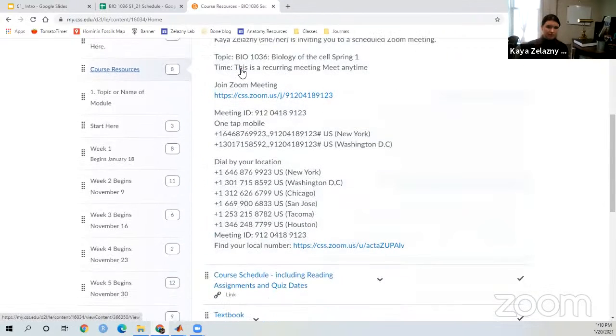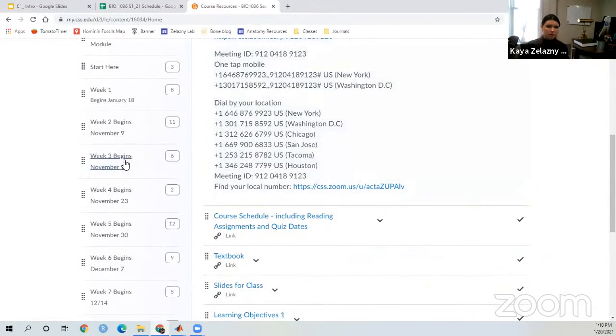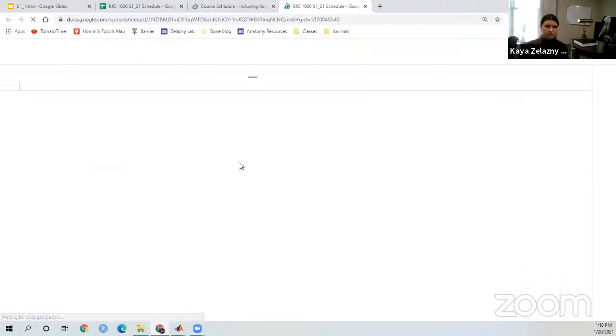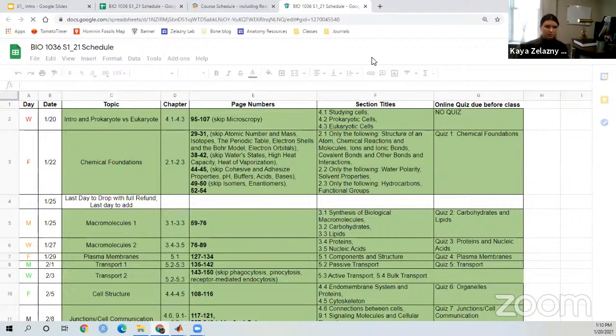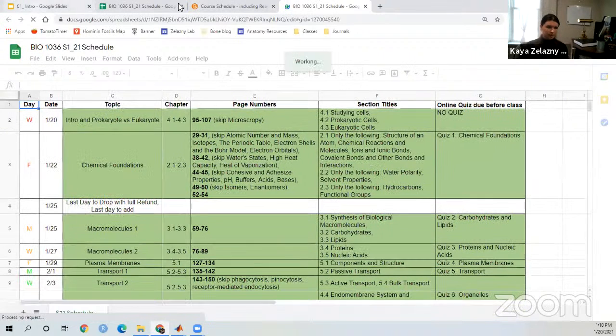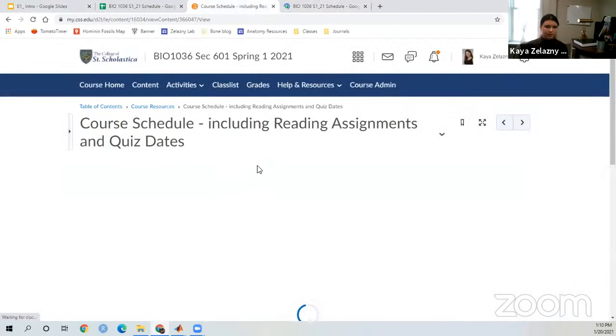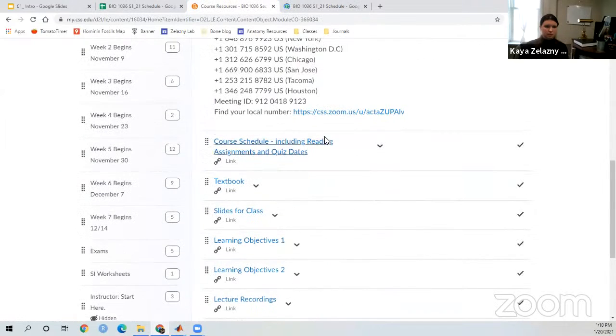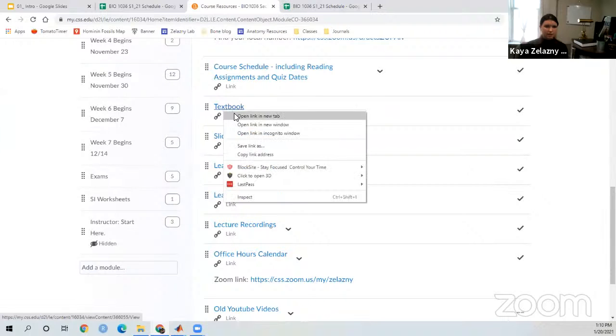I have a lot of things linked here under the course resources. So at the top, we have our Zoom link for class. But here from the course resources, you can also access the course schedule. So that was the course schedule I brought up, also linked in the intro slides. I'm going to go back to the course resources. We have our textbook directly linked.